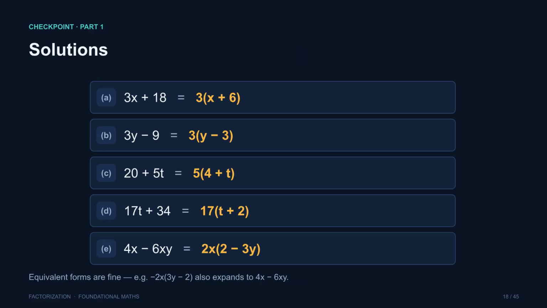Here are the solutions. Notice part E. 2x comes out, leaving 2 minus 3y inside the bracket. If you wrote an equivalent form, simply expand it. If the original expression returns, your answer is correct.